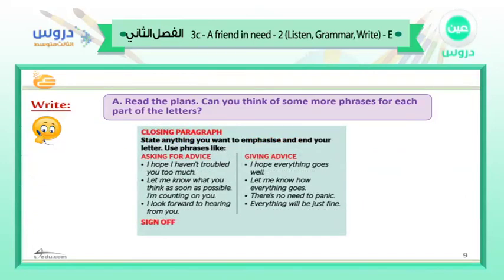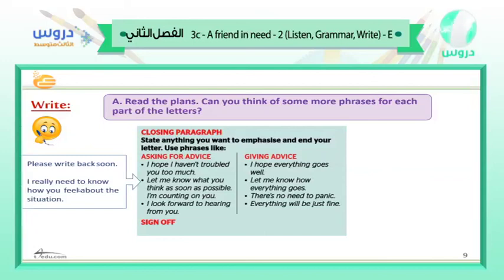Now, in the closing paragraph, you state anything you want to emphasize and end your letter. Use phrases like, I hope I haven't troubled you too much. Let me know what you think as soon as possible. I'm counting on you. I depend on you. I look forward to hearing from you, etc. Okay, so other phrases we have, please write back soon. I really need to know how you feel about the situation. So you're closing the paragraph.